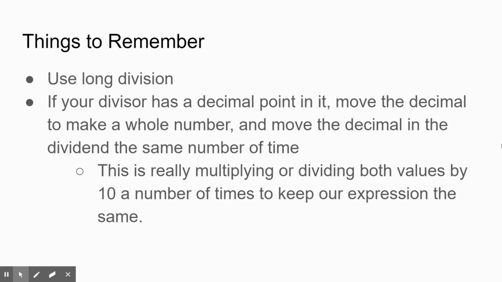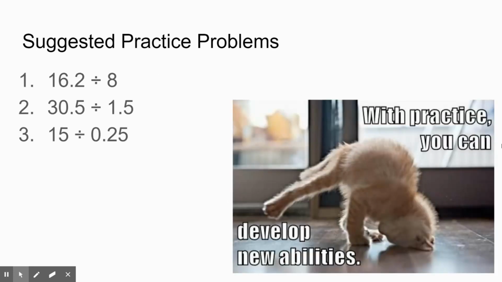So things to remember about dividing with decimals: use long division. You're going to need to use it. If you don't know how to use long division, look it up. You need to practice that. The other part is, if your divisor has a decimal point in it, it's some sort of non-whole value, move the decimal point so that you can make it a whole number. You then have to move the decimal in your dividend the same number of times. The reason we can do this is because we're really multiplying or dividing both values by 10 some number of times, depending on how far you need to move it, and that keeps our expressions the same, or equivalent at least.